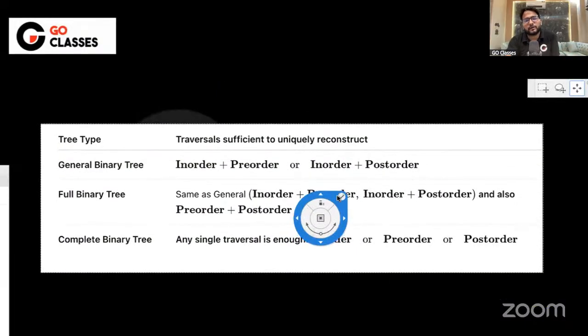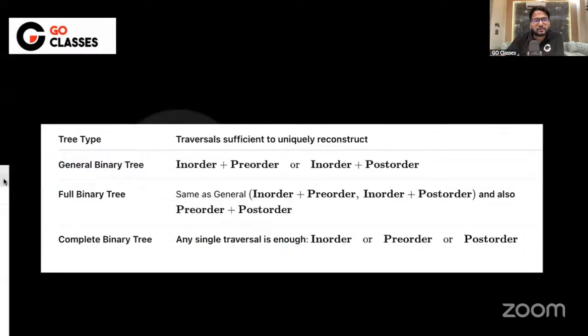This is the summary table. In a general binary tree, in-order is needed: in-order plus pre-order, or in-order plus post-order. In a full binary tree, same as general, which means in-order plus pre-order, in-order plus post-order will work, and also pre-order plus post-order will work. Any two will work. And in a complete binary tree, any one will work. Any single traversal is enough: in-order, pre-order, or post-order. Is this okay?